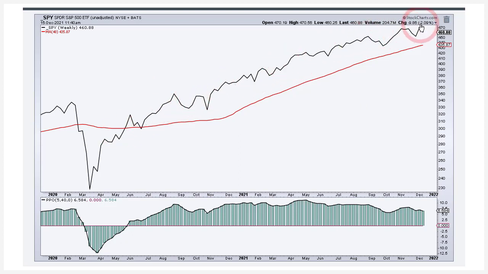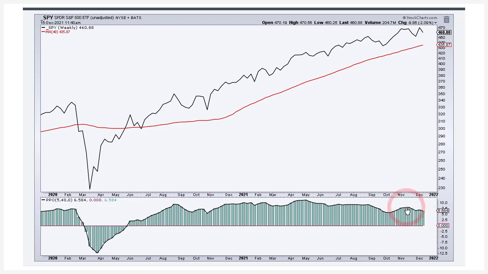This is SPY. We've got the red line, which is the 40-week moving average. So SPY is clearly in an uptrend. It's above the rising 40-week. It hit a new high there, weekly closing basis. So it's still in an uptrend. And if we look at the 5/40-week EMA crossover here, which is represented by the PPO 5/40, we can see that the 5-week EMA is 6.584% above the 40-week EMA. So still an uptrend there.